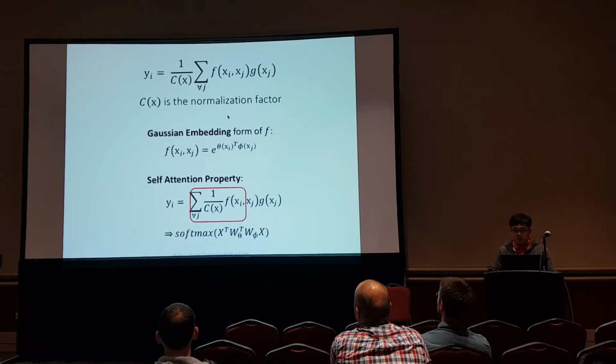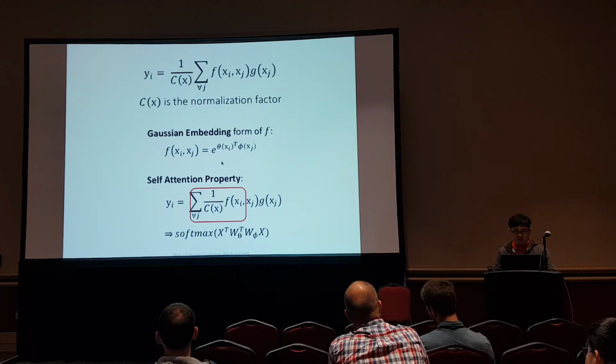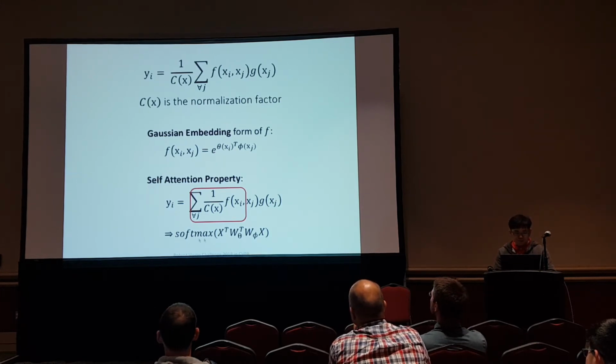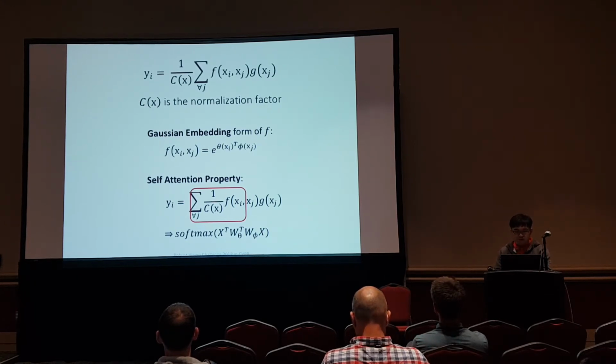And of course, there are many possible instantiations for this weighting function f. And the Gaussian embedding form written down here is one of the choices. And this is also the one we use in our work. It's worth noting that by using this form of weighting function, the weighted averaging can be easily implemented by a softmax operation. And moreover, this is essentially the self-attention form proposed by the paper called "Attention Is All You Need" for machine translation. So basically, the concept of non-local operations is more generalized than this attention mechanism. And by using this form of weighting function, we can also have the property of self-attention.